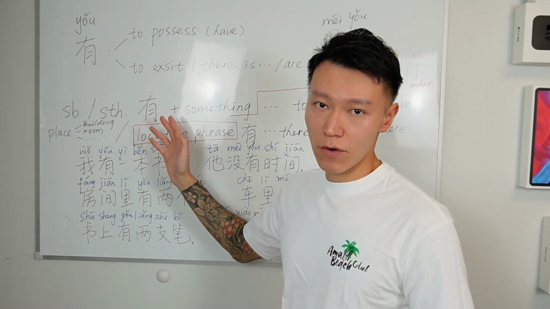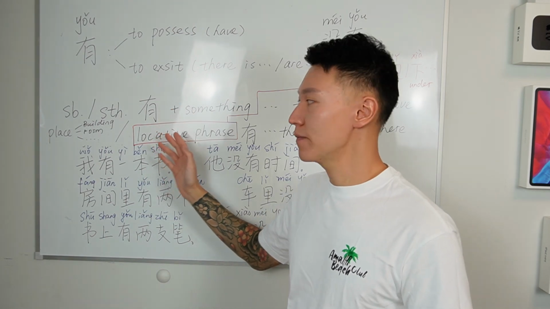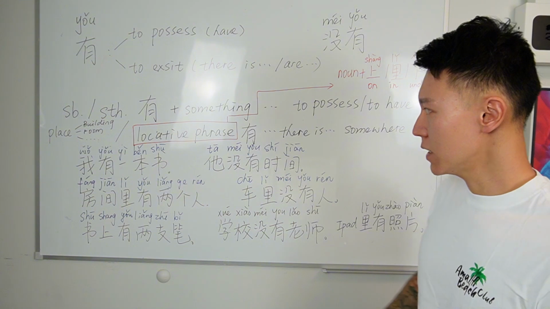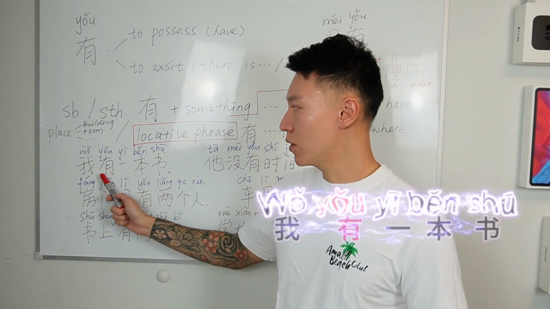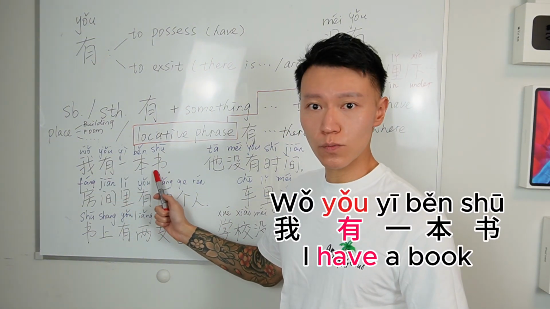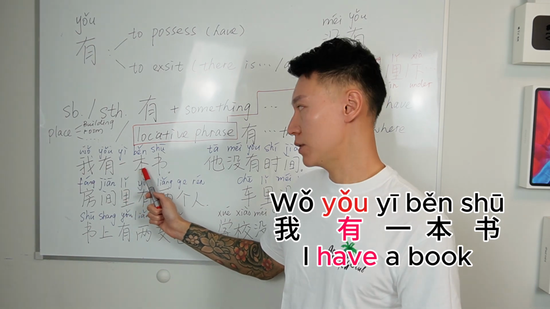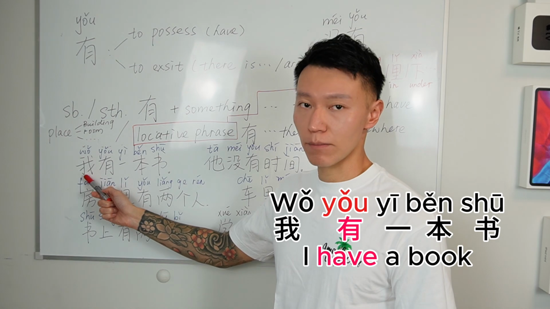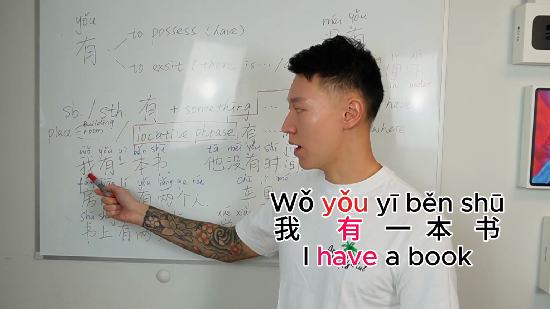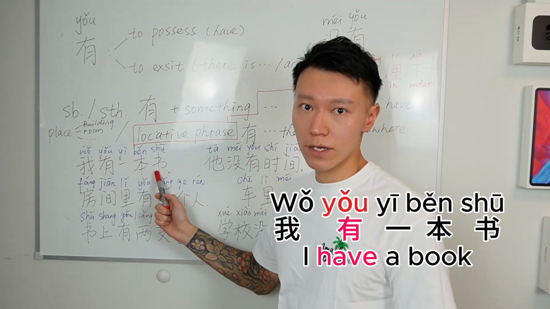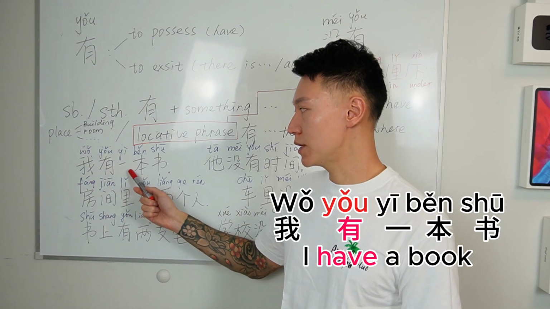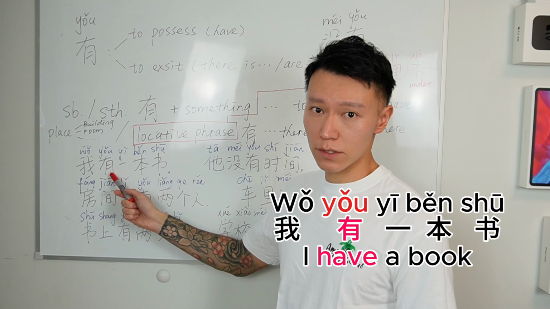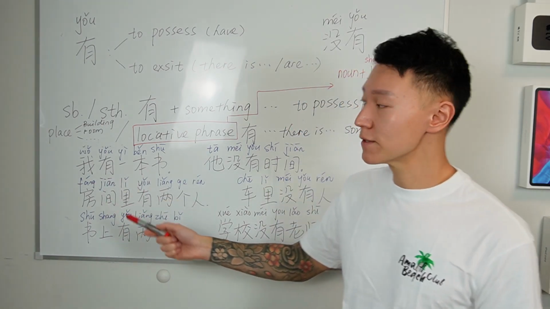Alright, now we have already talked about sentence structure. Now let's look at several sentences. In the first sentence, 我有一本书. 我有一本书. So here at the beginning of the sentence is somebody, that is I. So I have a book. 我有一本书. So in this sentence, 有 means to have, to possess.